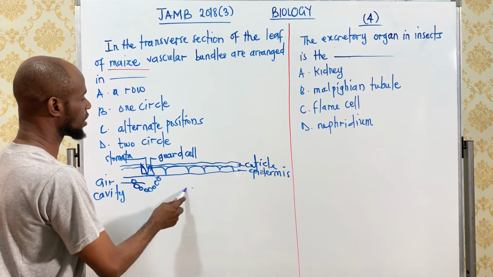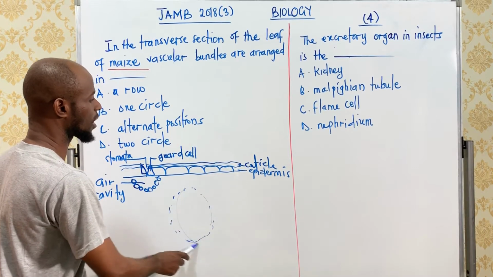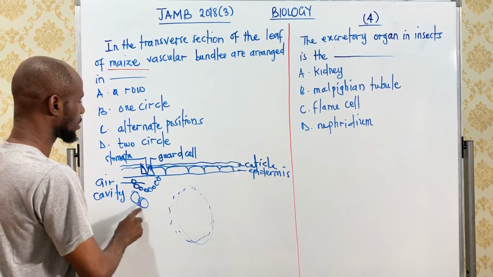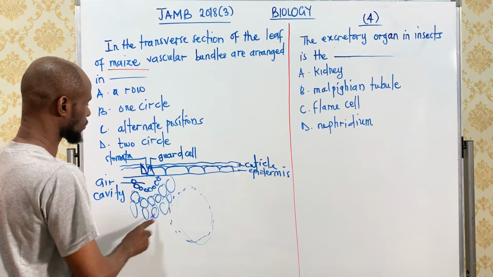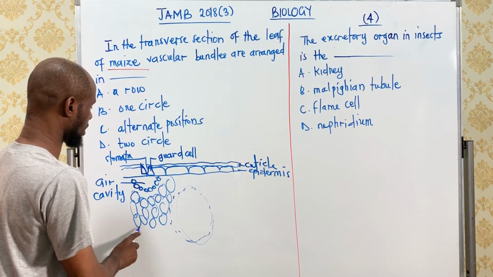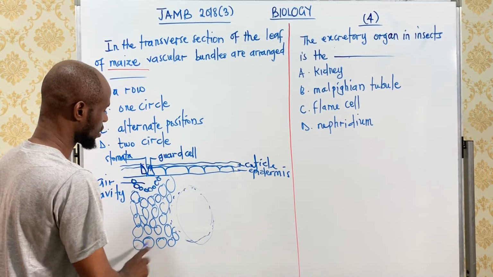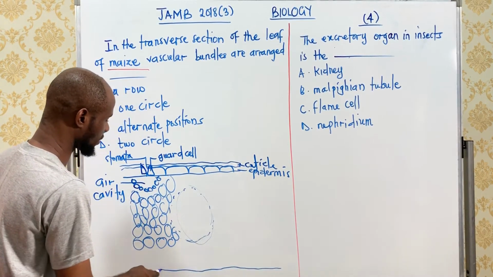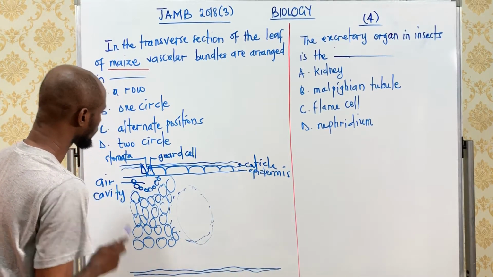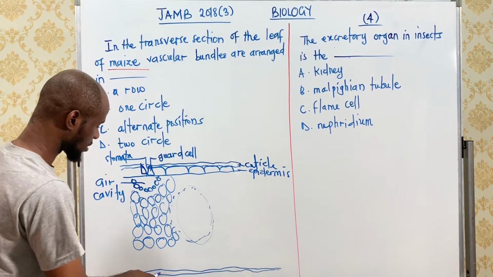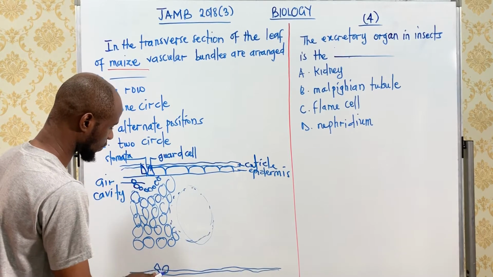I can also leave a space for the vascular bundle in the middle. So let me fill in my mesophyll here. The mesophyll is made up of parenchyma cells. Don't forget that. So let me draw the lower epidermis here. And don't forget that we must have the stomata, as I said. So we have the stomata here and another stomata here. This is the stomatal pore.